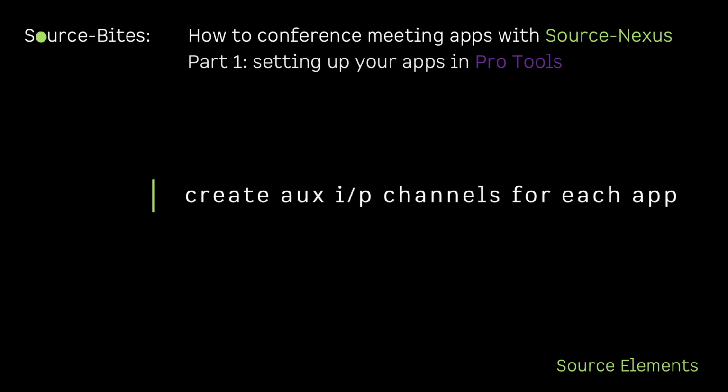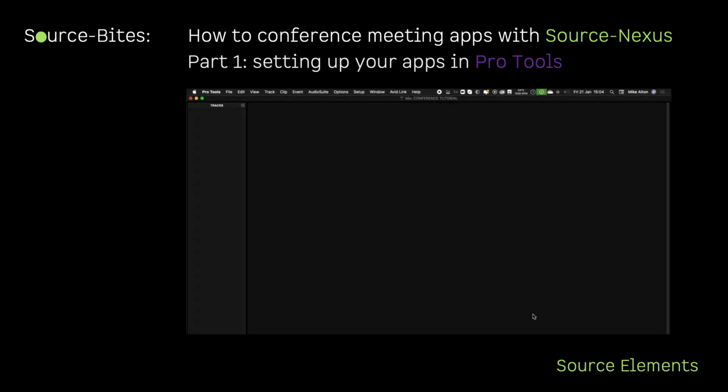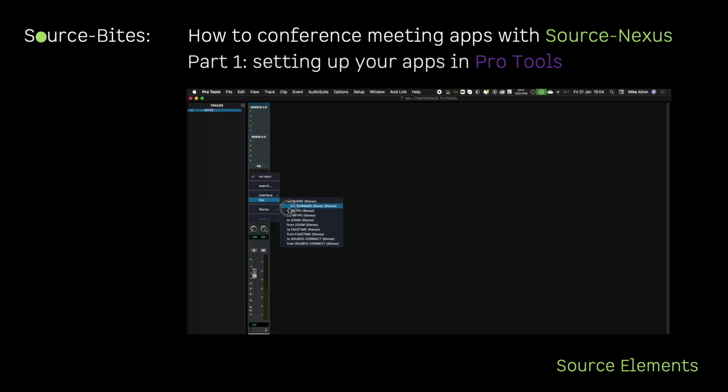Creating aux input channels for each app in Pro Tools. Create a stereo aux input channel. Call it Skype. Select its channel input to be the bus you have just created, called To Skype. Select its channel output to be your monitoring.